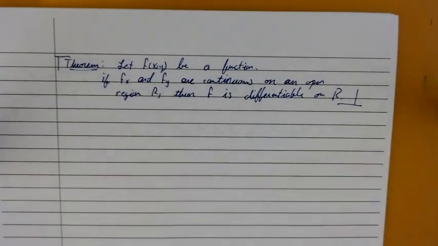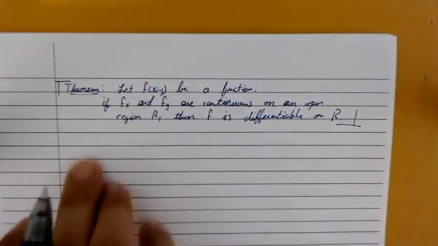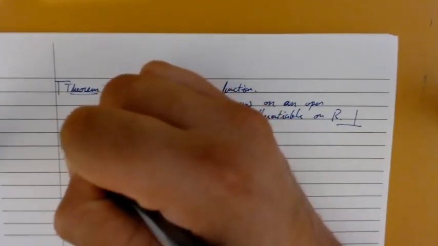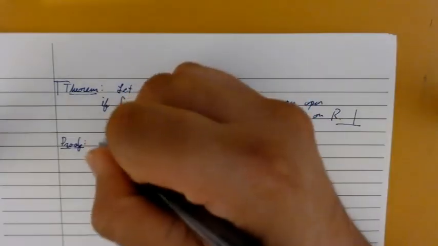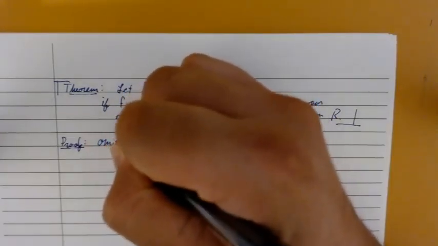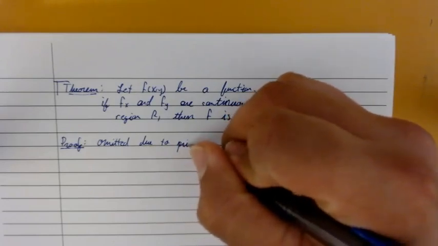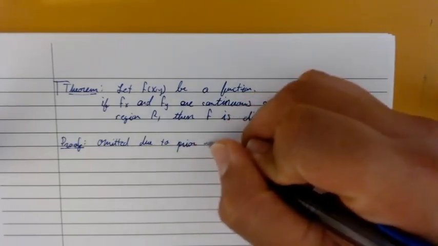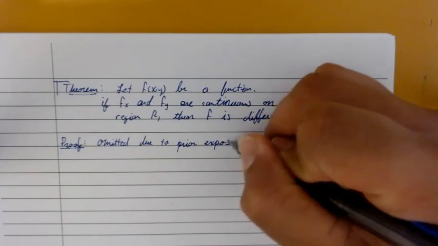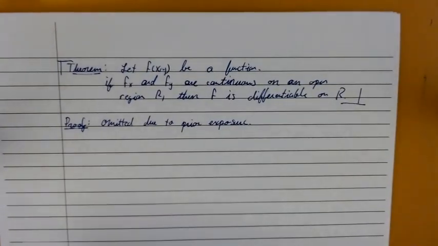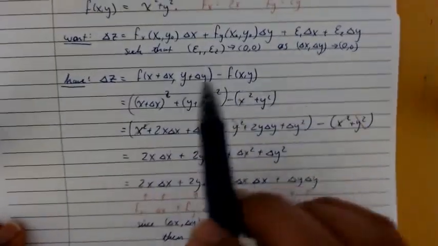The proof of this one is actually given in your book, so the proof is omitted from this lecture, largely due to the fact that it's already in your book. So proof omitted due to, oh, I don't know, you guys already having it? How do you say that in a formal sounding way? Let's say due to prior exposure. That sounds formal enough. It's in your book.